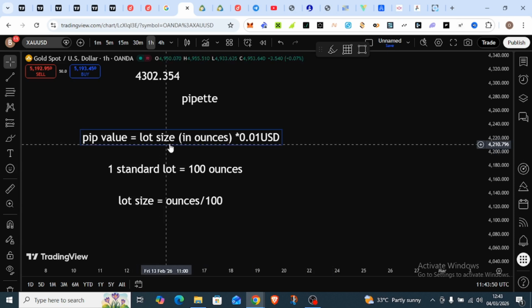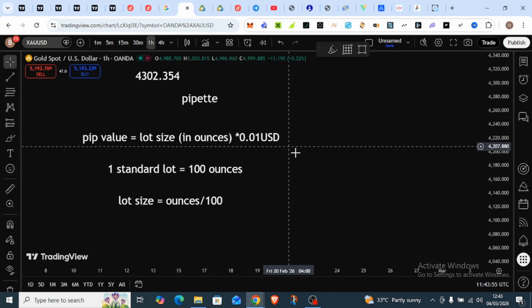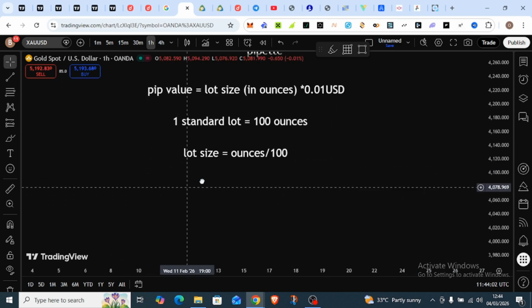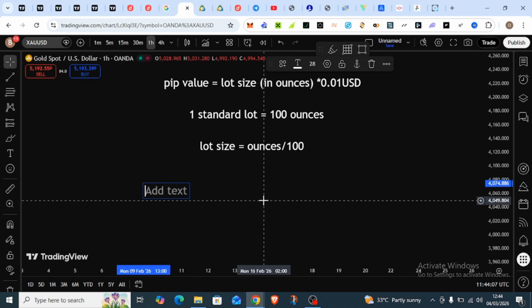You know that Pip value is lot size in ounces times 0.01 USD. So what we do now is to state our entry here. In that setup, we have entry price as 5373.048.